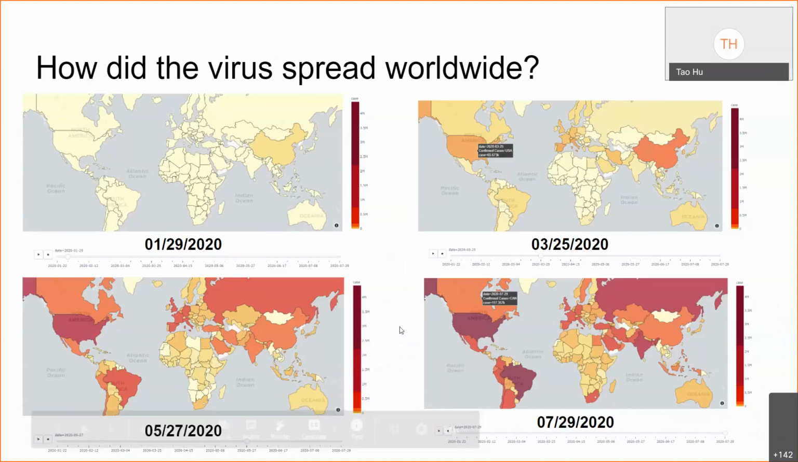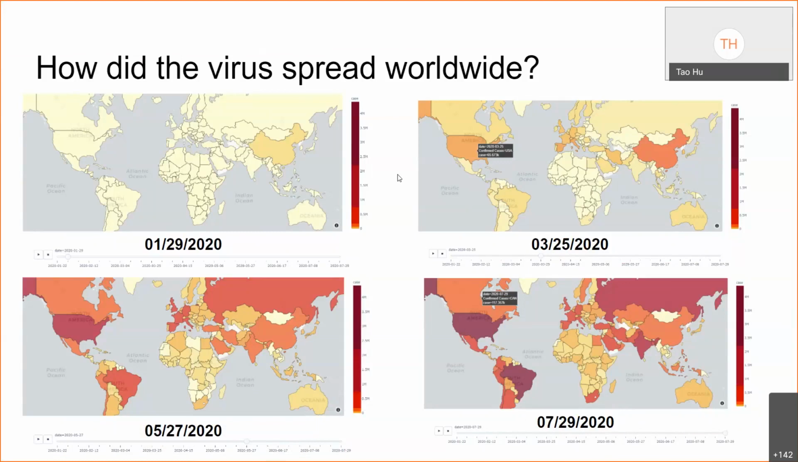Based on the data we have connected and the other resources we have, we want to answer some mainly COVID-19 questions from the spatial temporal analysis perspective. Here is one example. The first question is how did the virus spread worldwide? These are screenshots of our animated map. It's a dynamic map created by us.